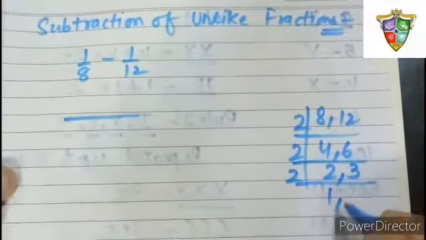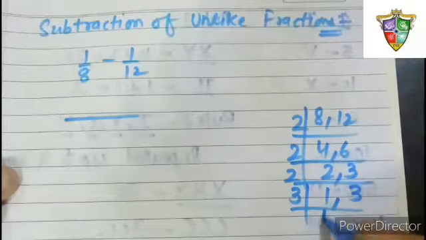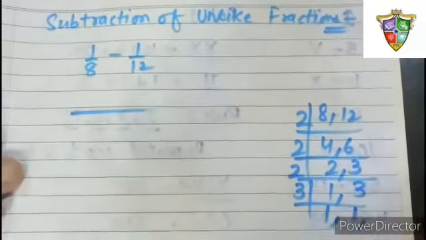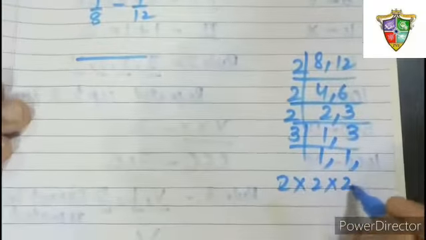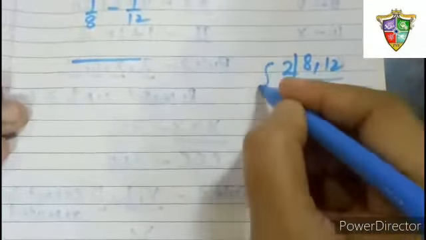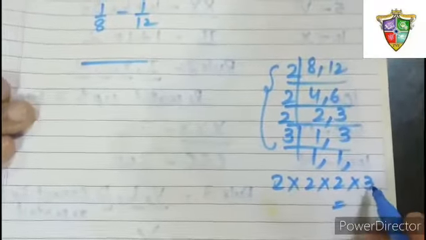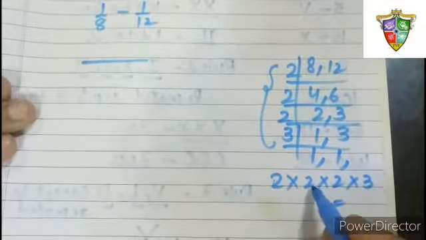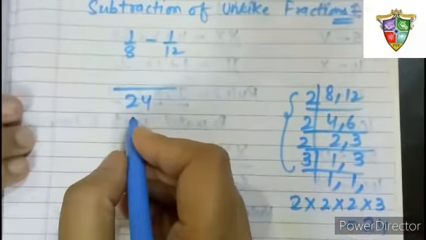till you get 1 and 1 at the end. So 2 into 2 into 2 into 3. These numbers you have to multiply. So it will come to 3 2s are 6, 2 6s are 12, 2 12s are 24.